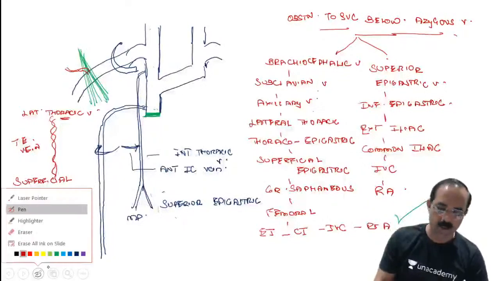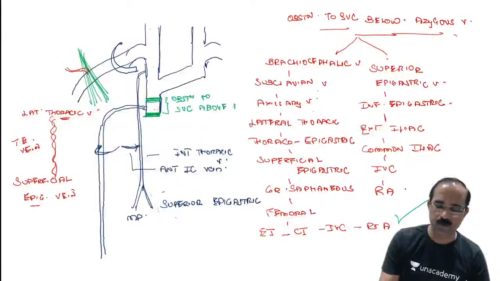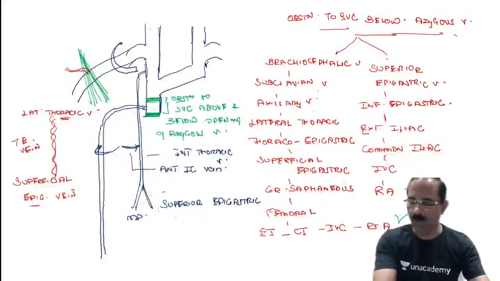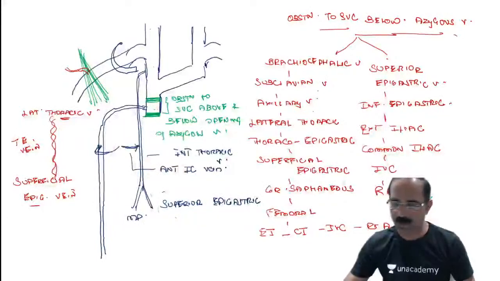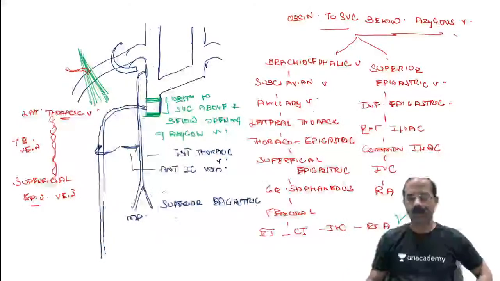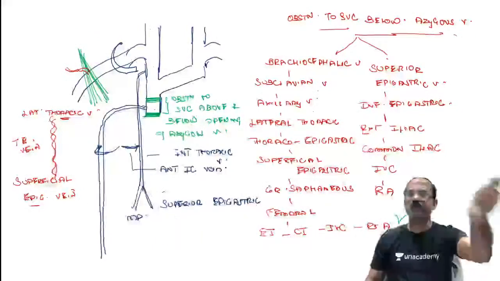ठीक है, देख लो एक बार. This is a difficult topic to understand, so I've drawn both obstructions. Above and below the opening of azygous vein. So obstruction to the SVC above and below the opening of azygous vein. तो दोनों मैंने लिखा है. When you are reading one, you remove the other obstruction. When you are reading the other, you remove the first obstruction.